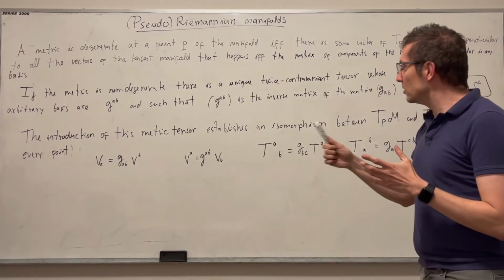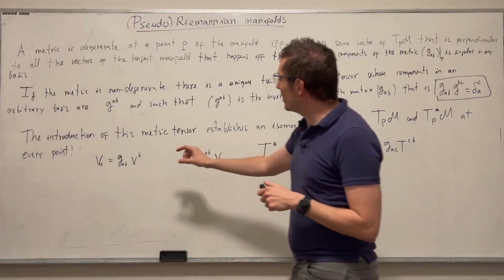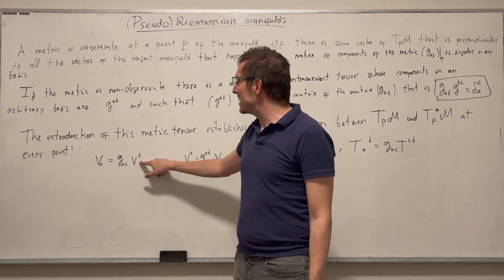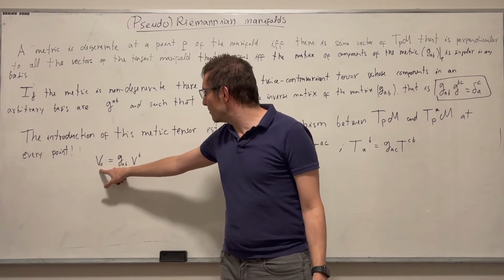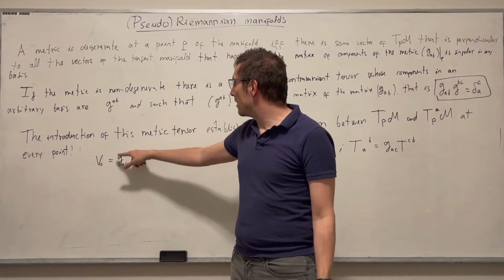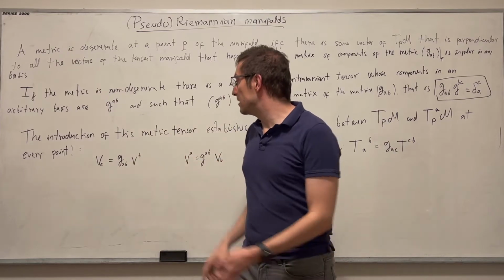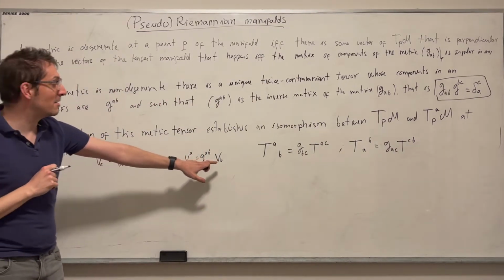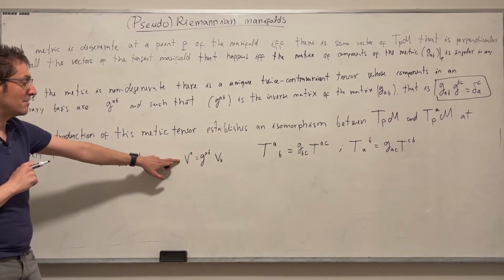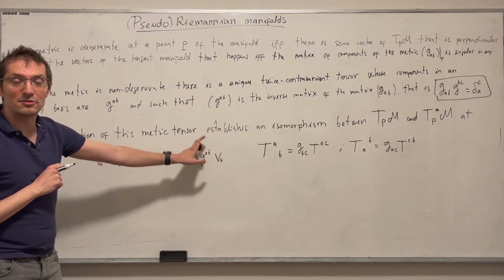Right. So look at that. That means that for every vector, these are the components of a vector, I can associate univocally a one form. And that one form is associated to the vector by means of the metric. In the same way, I can do the opposite thing here. I can associate to every one form a vector using the metric inverse.